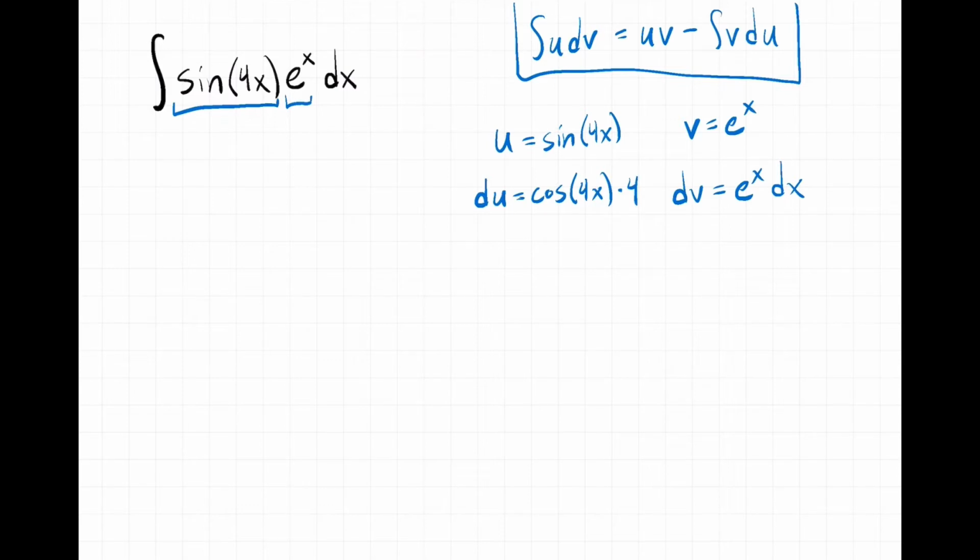Put these all together, our original integral equals u times v, that is sine of 4x e to the x, minus the integral of v du. So we'll take the integral of v du, that is going to be e to the x times cosine of 4x times 4, which I'll put on the outside. And guess what? I forgot to put my dx in here. Here is our dx.